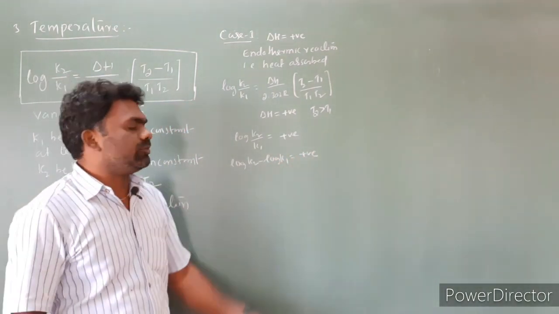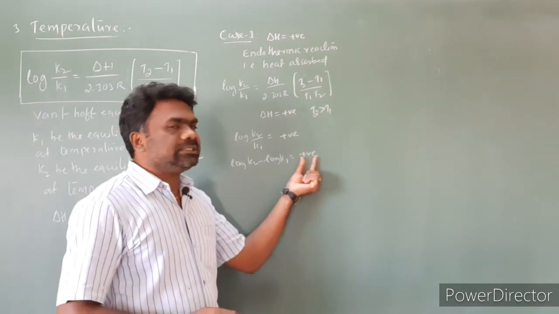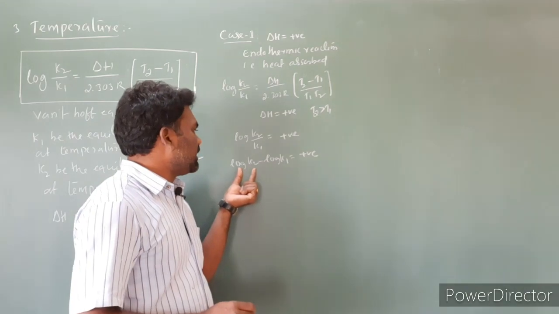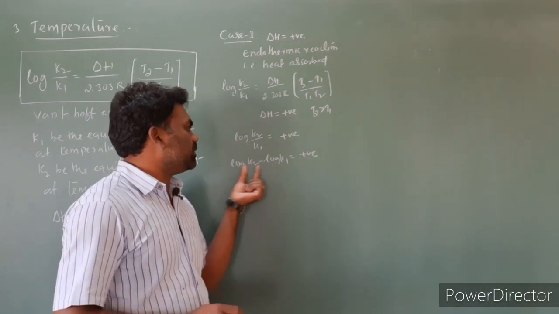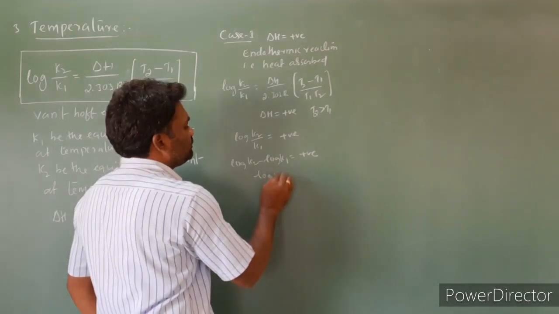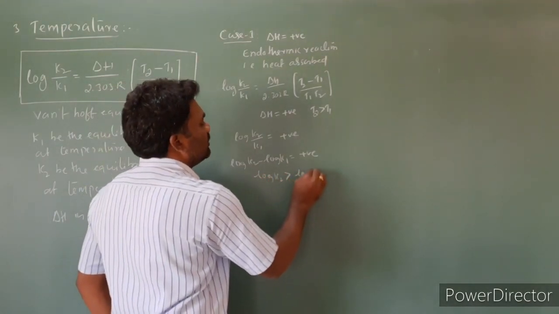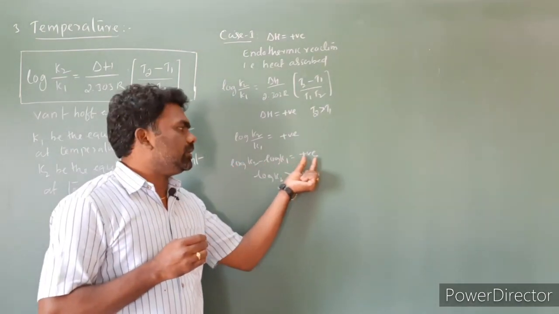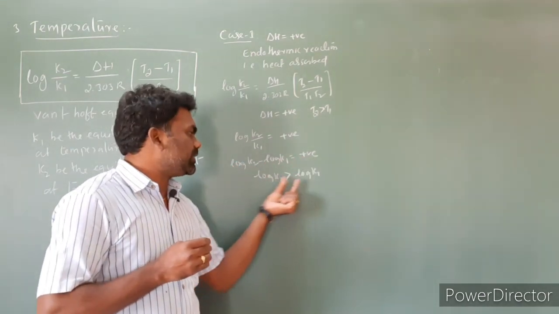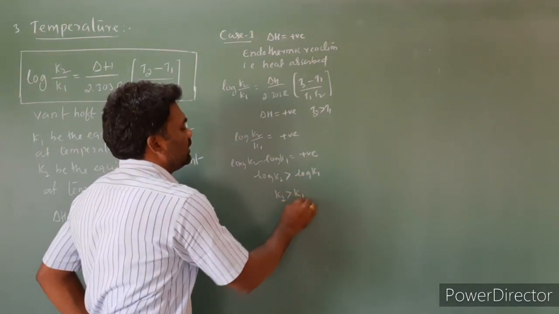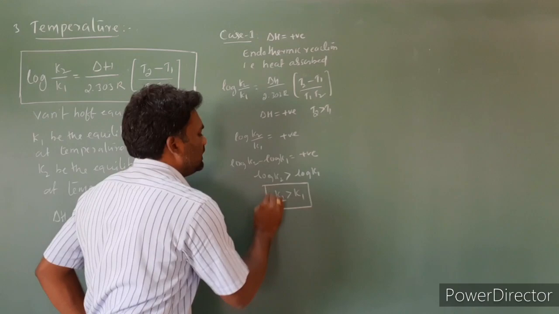Log K2 minus log K1 is equal to positive. If we want this to be a positive value, then log K2 must be greater than log K1. Only if log K2 is greater than log K1 will we get a positive value. So log K2 is greater than log K1, that means K2 is greater than K1.